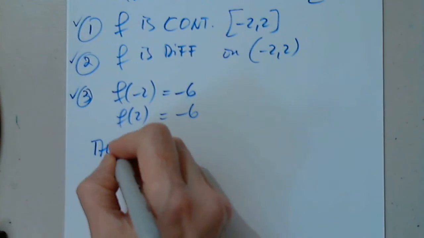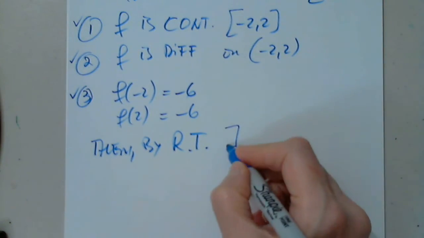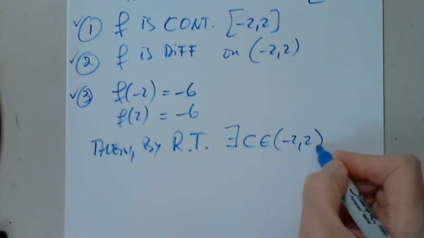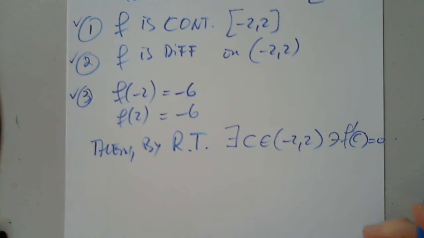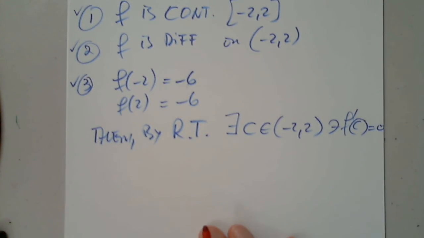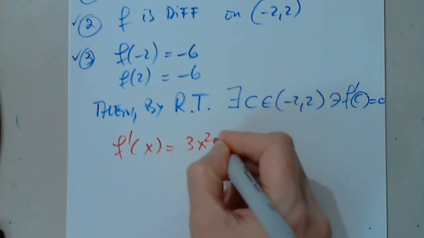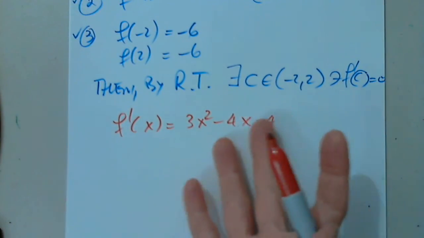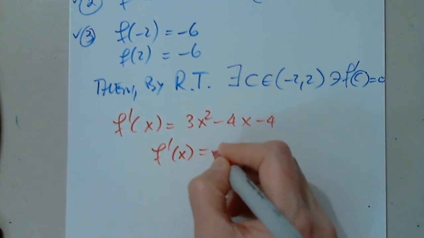So I'll say then, by Rolle's theorem, there is at least a C in the open interval negative 2, 2, such that f prime of C is 0. Okay, so I find f prime of x as 3x squared minus 4x minus 4. It's f prime of C if you want, or just x for now.